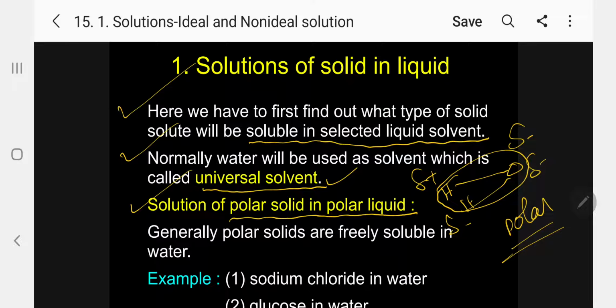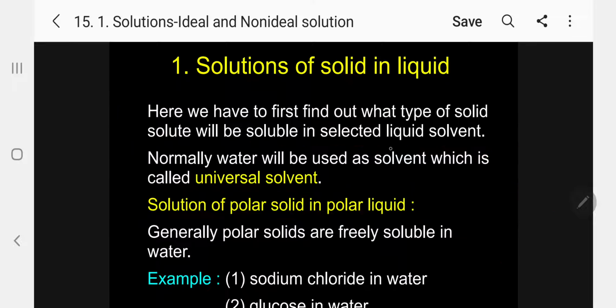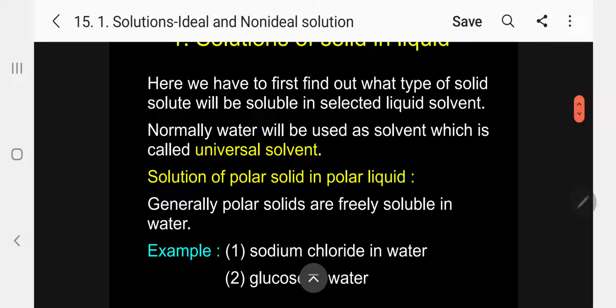In the same way, a polar solid means, for example, sodium chloride is a polar solid. Positive and negative charge will be there. So the first type of solution, I can call it a solution of solid in liquid. Now I am taking one type: polar solid in polar liquid. Let me give information, kindly follow. Generally, polar solids are freely soluble in water.